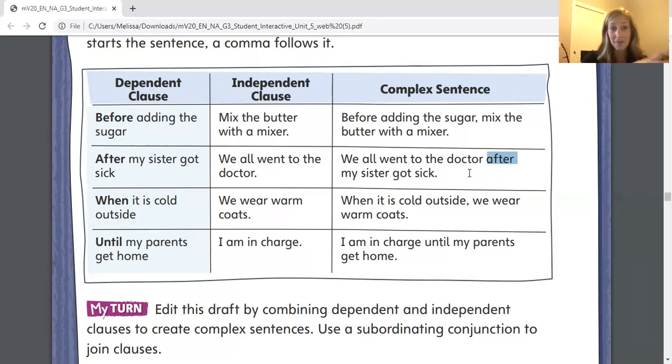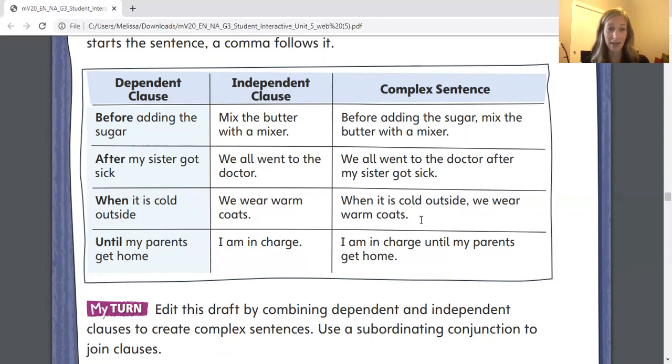And this dependent clause is now at the second part of your sentence. Notice how we have the independent clause first. We all went to the doctor after my sister got sick. So we did not need to include a comma there. All right, the dependent clause says, when it is cold outside, and the independent clause says we wear warm coats. So the complex sentence says, when it is cold outside, comma, because this first part of the sentence can't stand alone, we wear warm coats.